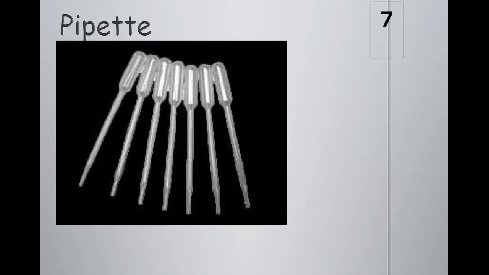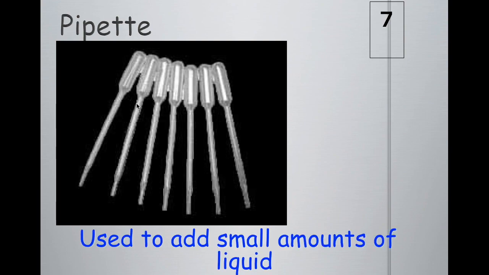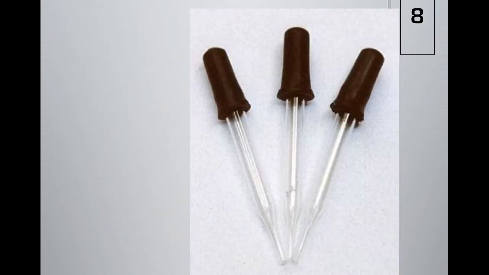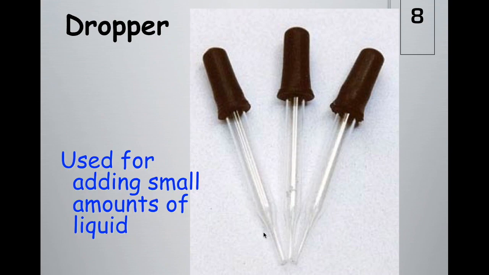The pipette, they are plastic and it's almost like a little straw right here, and liquid. It is for the use of adding small amounts of liquid, usually most likely used for water. This is another kind of pipette, but it's actually called a dropper, and it has a plastic bulb up at the top, and this is glass. Most of the time this is glass. It's used for adding, again, small amounts of liquid.